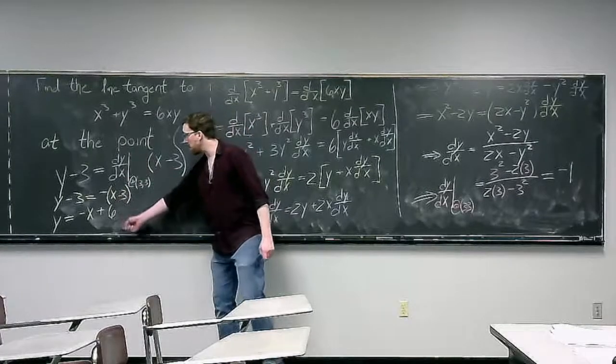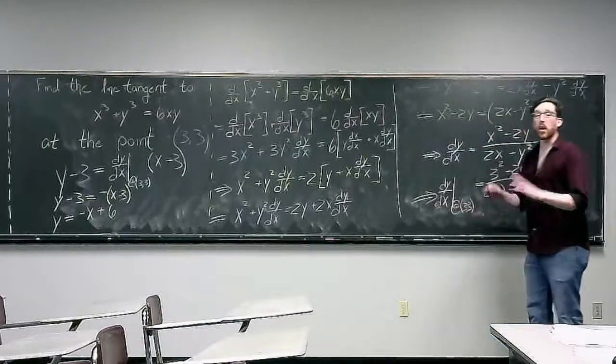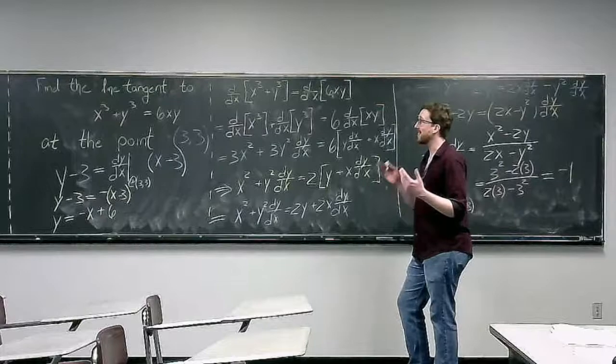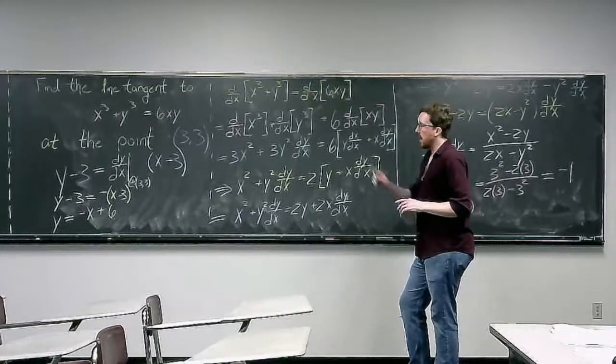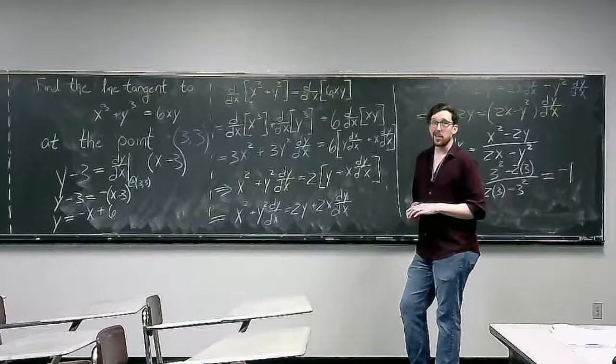And after I work it all out and get the tangent line in slope-intercept form, I find that y is equal to negative x plus 6. And that's it. That's all I've got for y'all on this one.